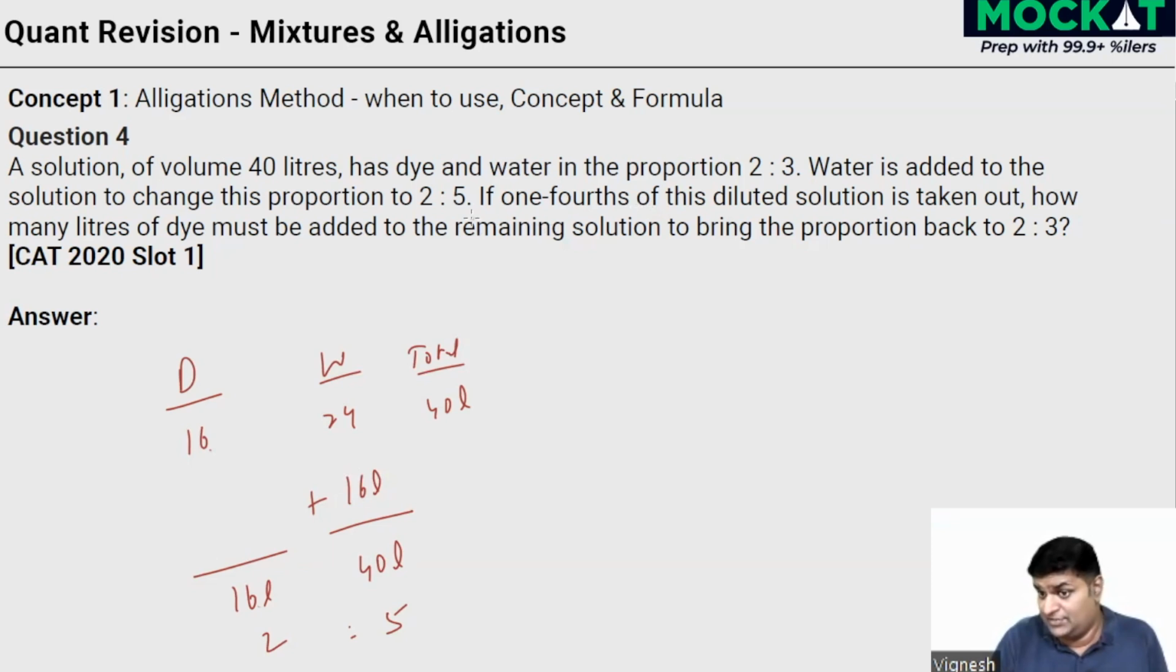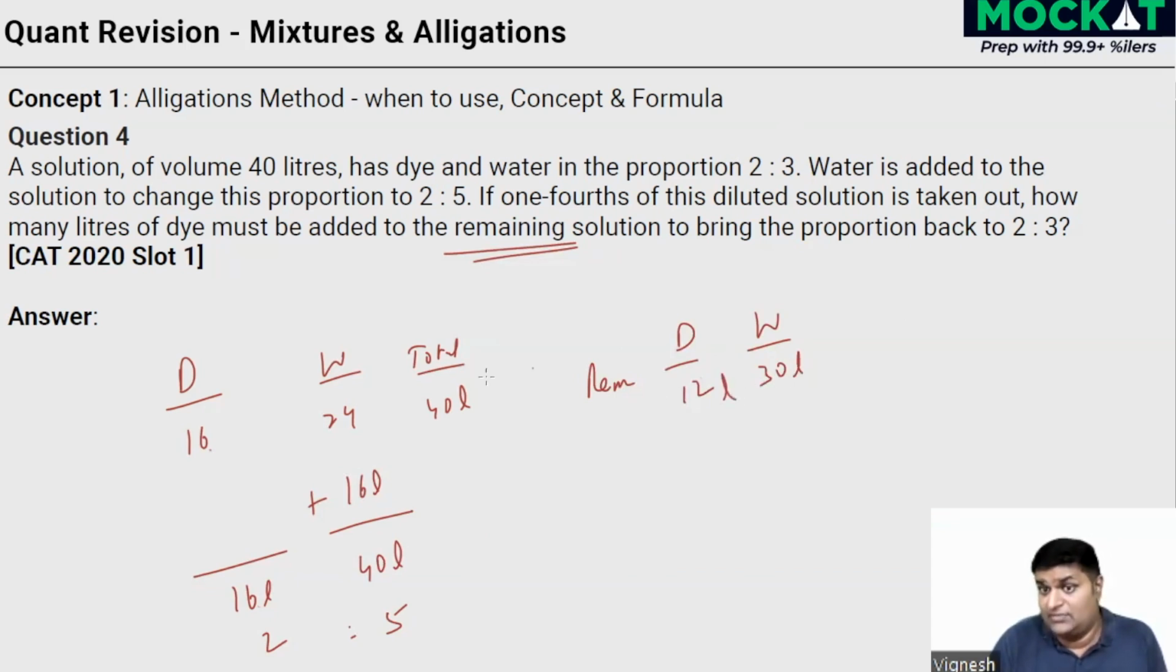Because what it asks is, if 1/4 of this diluted solution is taken out, how many liters of dye must be added to the remaining, right? So it should be added to the remaining solution after the 1/4 is taken out. If 1/4 is removed from each, what is remaining over here, dye and water, is going to be 12 liters for the dye, and 1/4 is removed from here too. We have 30 liters remaining over here.